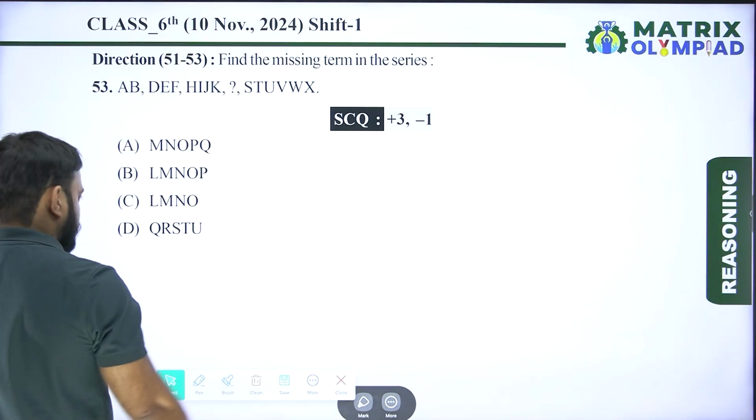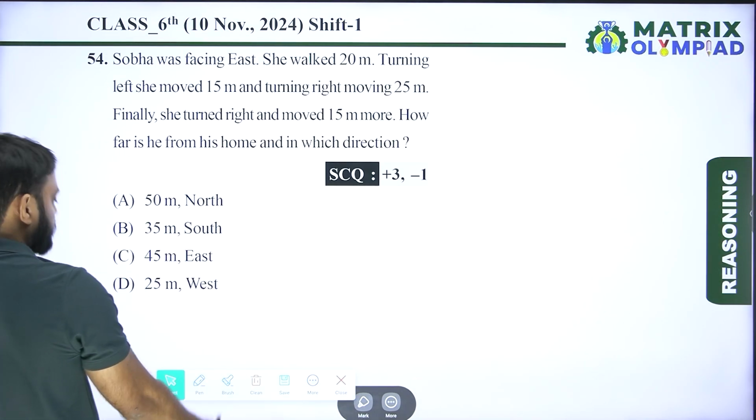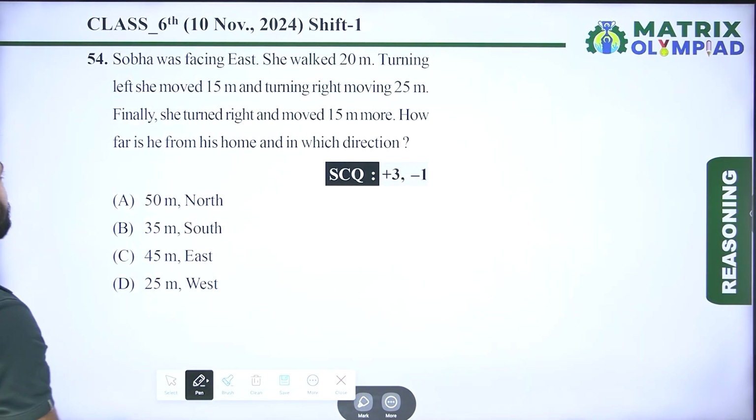So now let's move on to the next question. Now the next question is question number 54. Soba was facing east. C walked 20 meter. Turning left, C moved 15 meter, and turning right, moved 25 meter. Finally, C turned right and moved 15 meter more. How far is he from his home and in which direction?